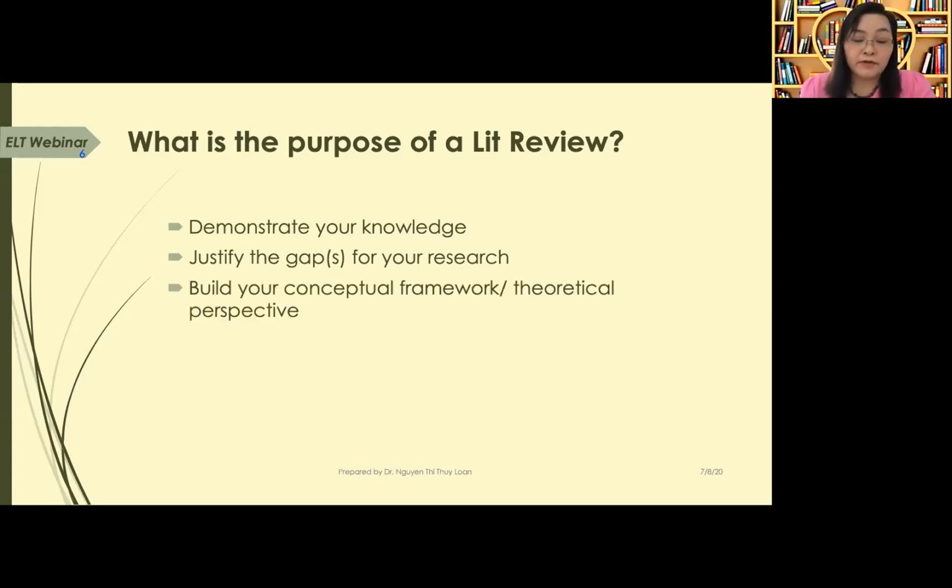And also by reviewing the literature, you can build up your conceptual framework, the theoretical perspective for your study. In our fields, we do not always need the conceptual framework. Only for those who follow quantitative research, you may need it in order to test the hypothesis or the relationship between the variables. But if you are planning to do the research qualitatively, you just need the theoretical perspective. And in order to have this perspective or framework for your study, you need to do the literature review.